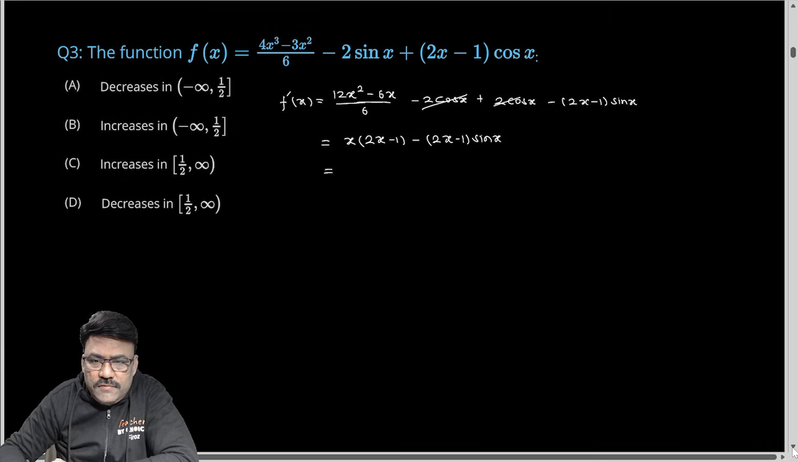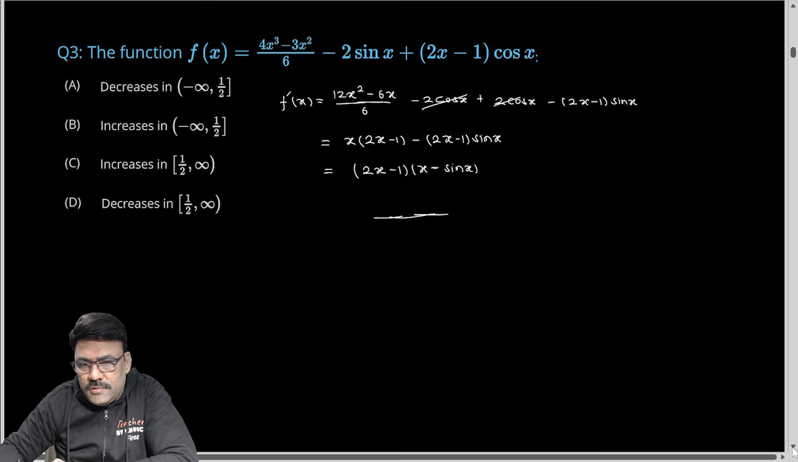So finally it is (2x minus 1)(x minus sin x). This is the derivative. Now let's check the sign of the derivative. Obviously the derivative changes its sign at 0 and 1/2.